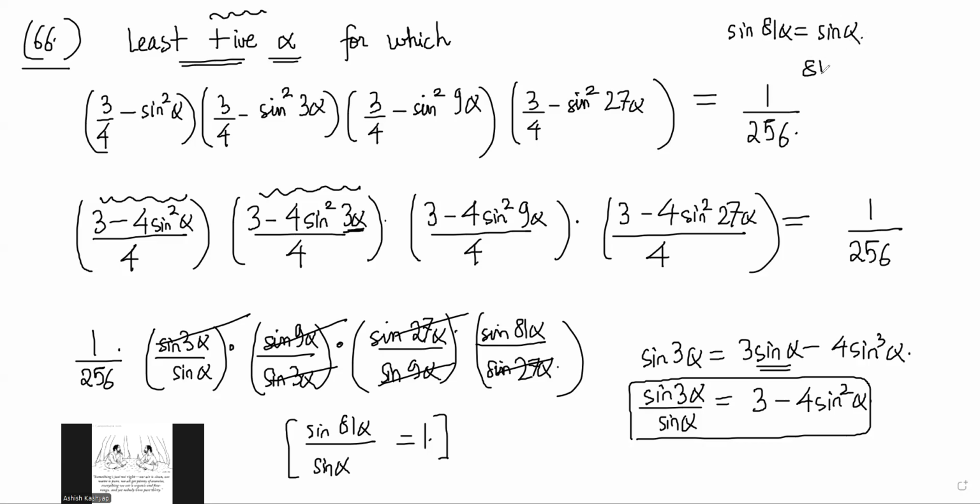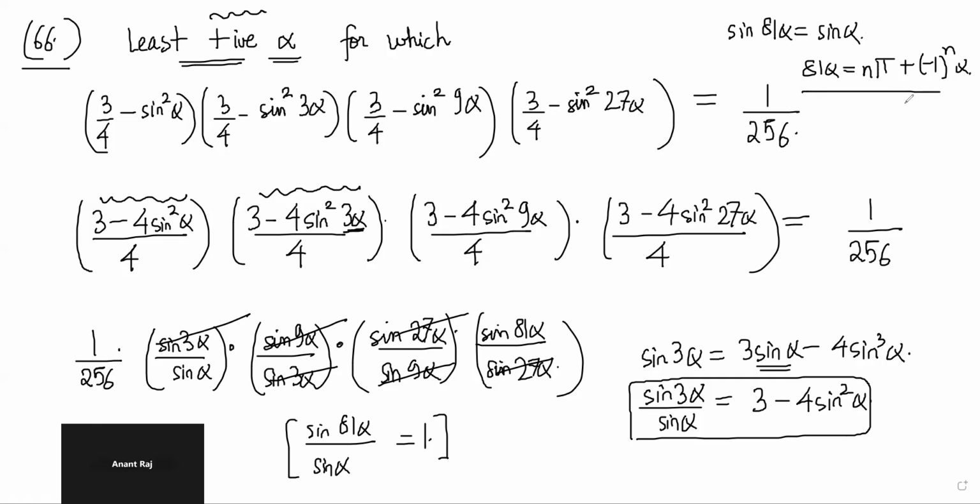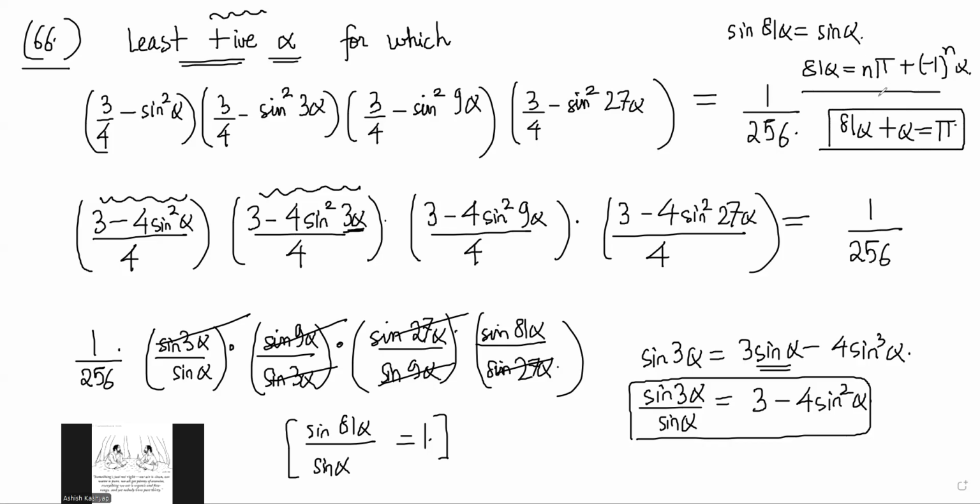The solutions of this will be 81 alpha is equal to n pi plus minus 1 power n alpha, right? Correct. Yes. So if you think about it, the lowest value will come when 81 alpha and alpha are supplementary, right? Do you understand what I'm saying? When you put n is equal to 1, that is the lowest possible positive value that you will get, otherwise the value 0 is also a root, right?